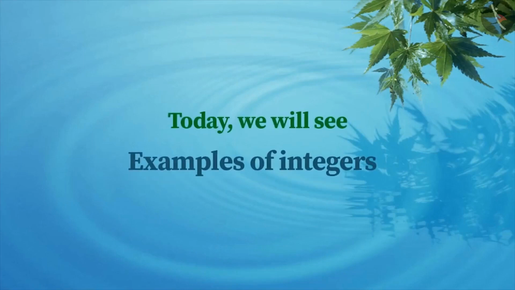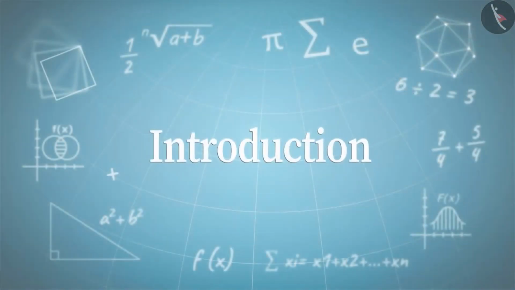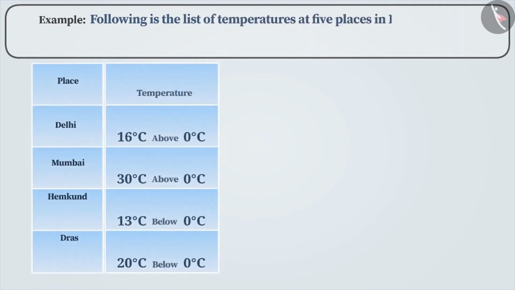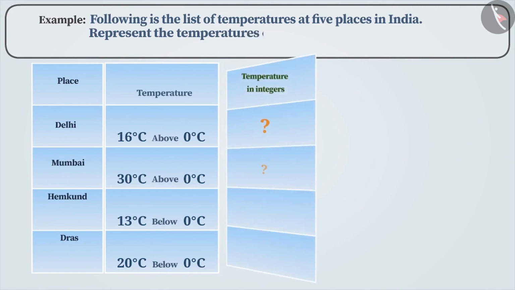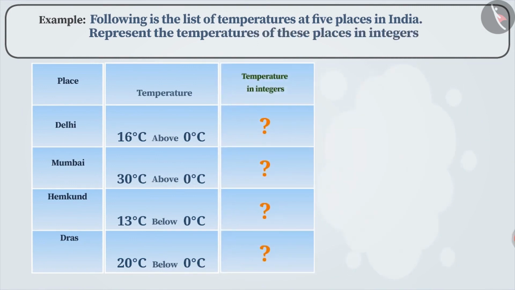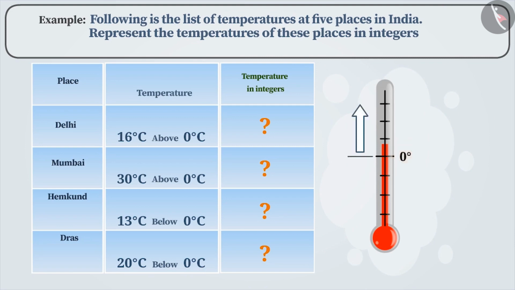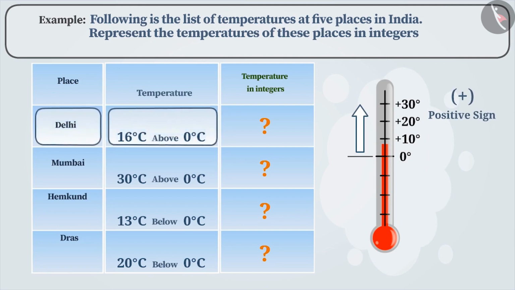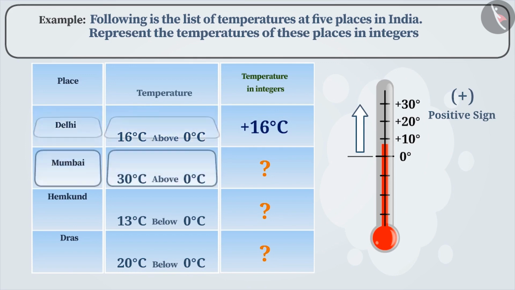Today, we will see some examples of integers. Example 1. Following is the list of temperatures at 5 places in India. Represent them as integers. If the temperature is above 0 degrees centigrade, then it is represented as a positive sign. So the temperature of Delhi is 16 degrees above 0 degrees centigrade. Therefore, it is represented as plus 16 degrees. Similarly, Mumbai is 30 degrees centigrade above 0 degrees. Therefore, it is represented as plus 30 degrees centigrade.